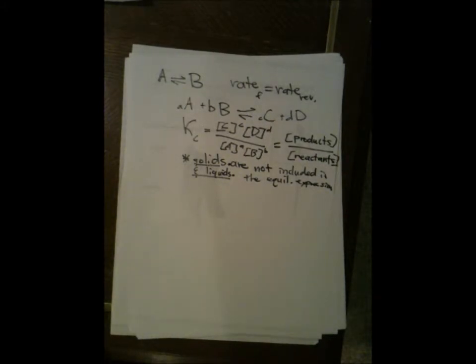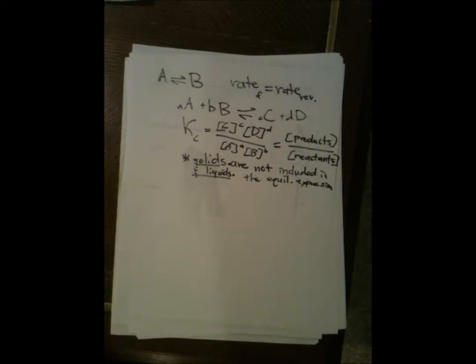Now, you might ask yourself, well, why? I mean, they can be reactants or products, so why shouldn't they be included? Well, solids and liquids aren't included because their volume is negligible and their concentration is constant, so they have no effect on the equilibrium of the reaction.